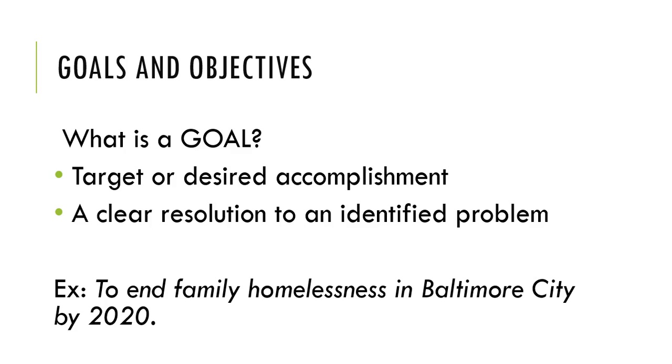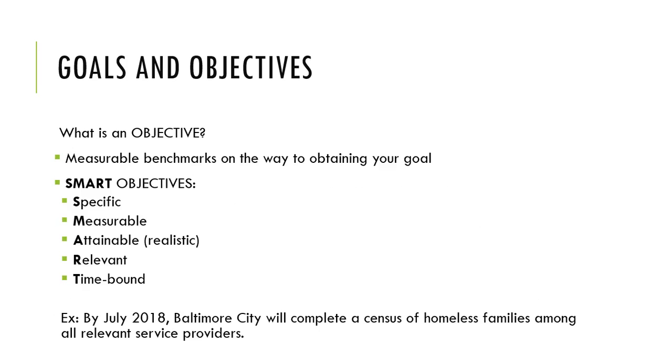So for example, a goal for the example of the problem I mentioned earlier around family homelessness in Baltimore City is to end family homelessness in Baltimore City by 2020. It's lofty, and it's something that feels big and feels daunting that we are establishing programs and objectives to work towards. So once we've established what the goals are, we need to know what the objectives are.